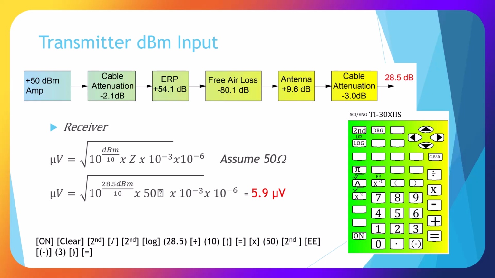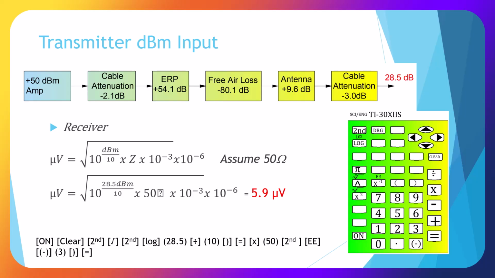Okay, let's calculate the transmitter dBm input, and what we have here is our decibels, and the beauty of decibels is we can just add and subtract them. We have our 50 dBm from the amplifier, cable attenuation of minus 2 dB, our ERP of plus 54.1 dB, our free air loss of minus 80.1 dB, our antenna of 9.6 dB, and our cable attenuation of minus 3 dB. And our total would be 28.5 dB.